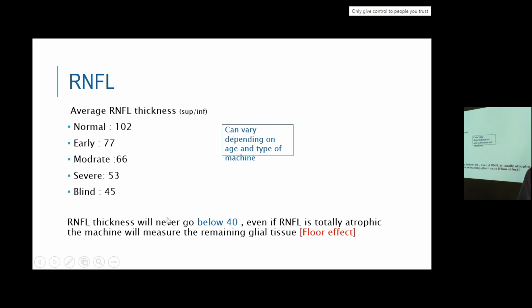The nerve fiber layer thickness will never go below 40, even if the nerve fiber layer is totally atrophic, because the machine will measure the remaining glial tissue. This is what we call a floor effect.